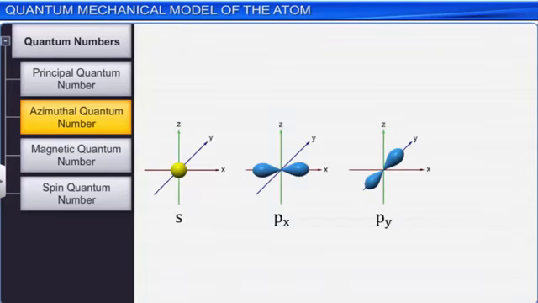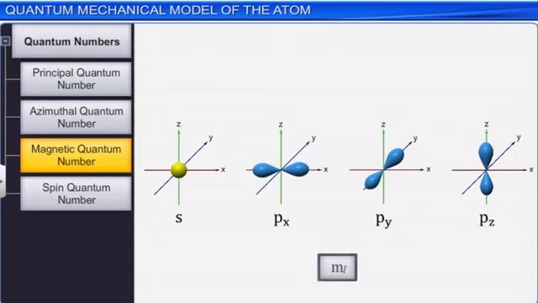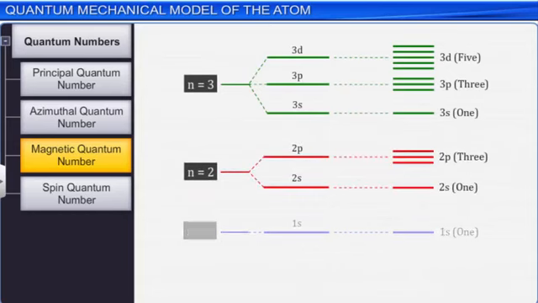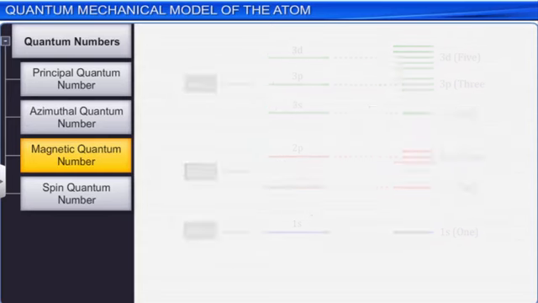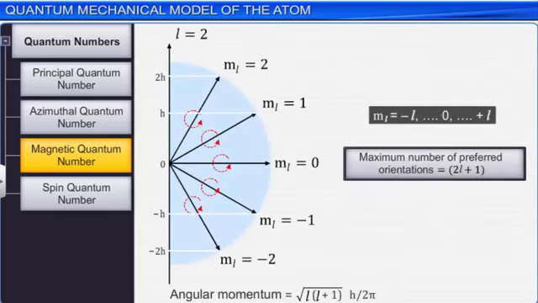The number of preferred orientations of electrons belonging to a subshell is given by another quantum number called the magnetic orbital quantum number, ml. Each orientation corresponds to an orbital. Therefore, the magnetic quantum number helps to determine the number of orbitals within each subshell. For a subshell, there can be a maximum of 2l + 1 preferred orientations or orbitals with values ranging from -l to +l, including 0.